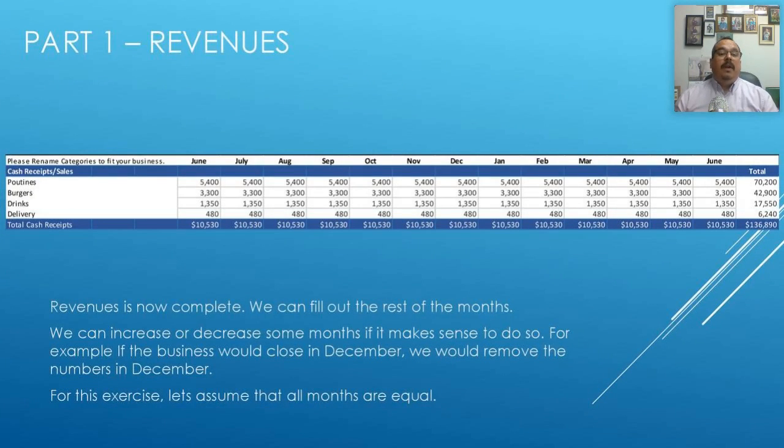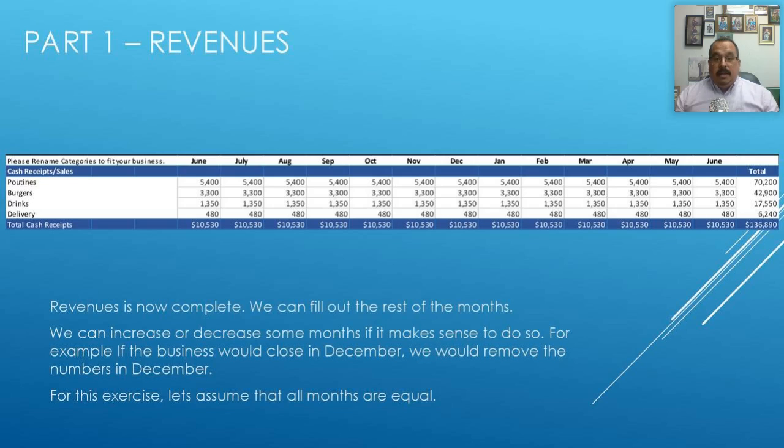So this is what we've done now. We have completed revenues based on the information from the business plan. We have cleaned it up a little bit, and then we have flattened the curves. So revenue is now complete, and we can fill it the rest of the month. So that June, July, August, just go right across the entire way. And you're going to find at the end of the day, we got $136,000 as revenue for the company over a 13-month period.